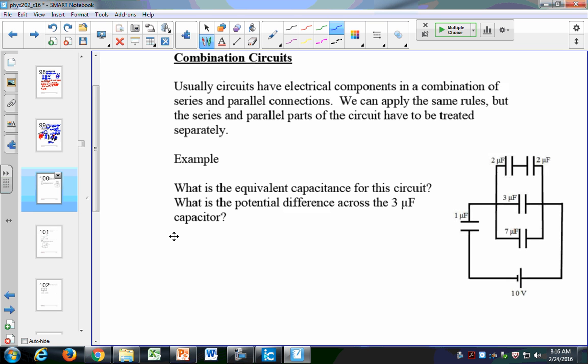So here, first of all, I want to find the equivalent capacitance for this circuit. And then I also want to find the potential difference across the 3 microfarad capacitor. Actually, on your exam, I'm going to ask you for the equivalent capacitance and the voltage and the charge on every capacitor. But it's not that hard. You'll see that if you can find one of them, you can find all of them. So first, if we want to find the equivalent capacitance, we start with the smallest part that's either series or parallel. What is the smallest part that's either series or parallel in this circuit? That one little chunk at the top.